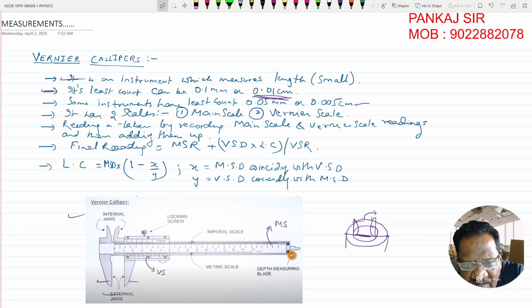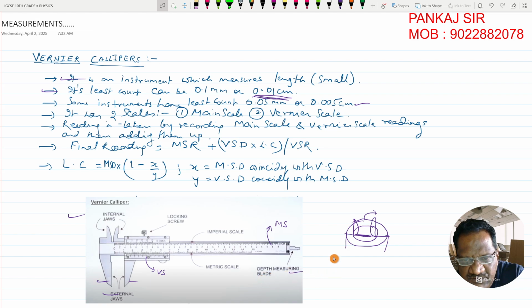As I told you, on this main scale, you can see this small rod-like thing protruding outside. Now this is known as the depth measuring blade. So when you broaden this jaws, when you open this jaw, this blade will also come out, and this particular depth measuring blade, as the name suggests, is used for measuring the depth.